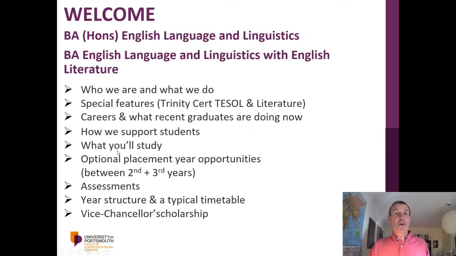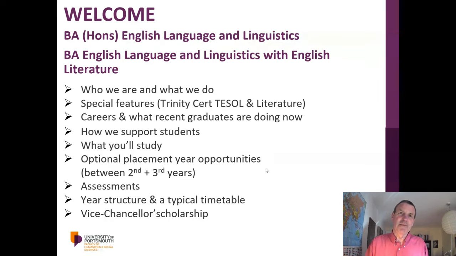I'll then run over what you'll study over the 3 years of the course, including the optional placement year, which, if you want to do one, you can do between years 2 and 3. I'll mention the range of assessments that you're likely to do, and I'll show you the course structure and a typical timetable. And then I'll finish by mentioning the Vice-Chancellor's scholarship of £1,000.